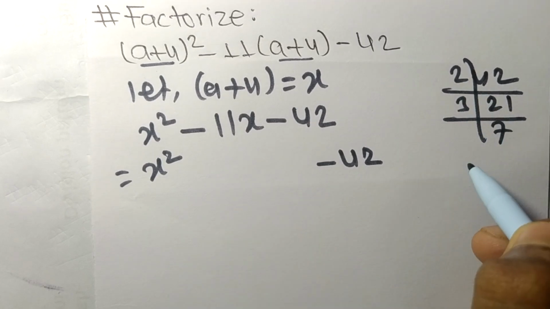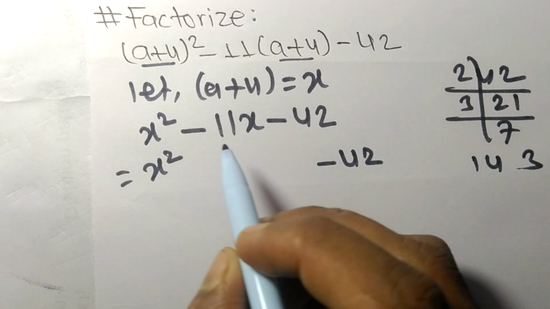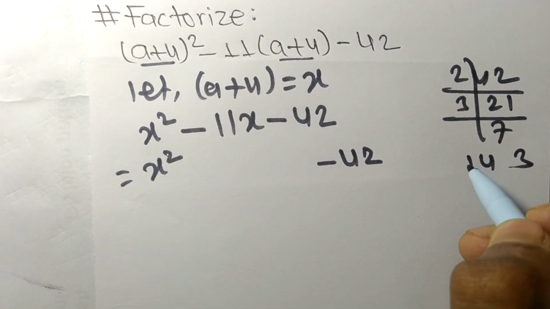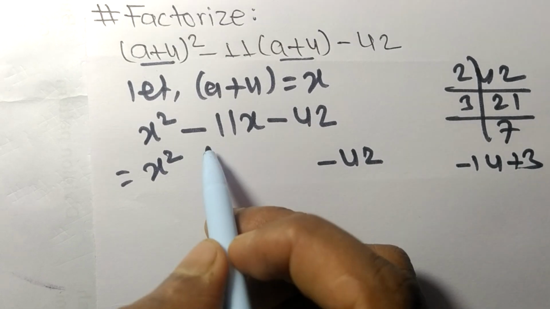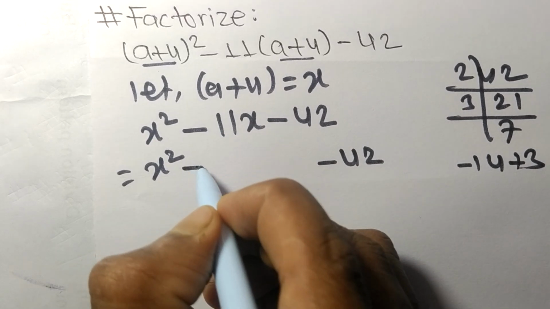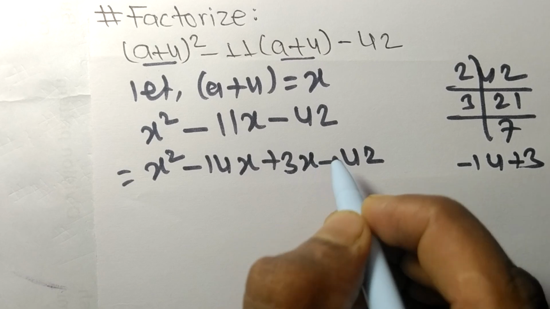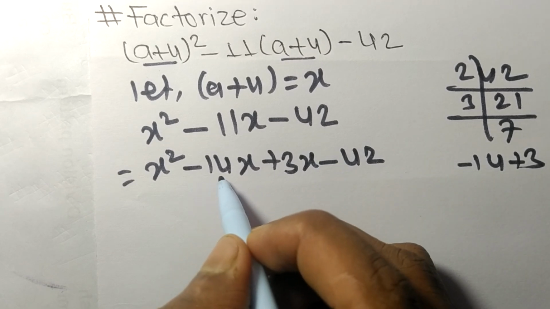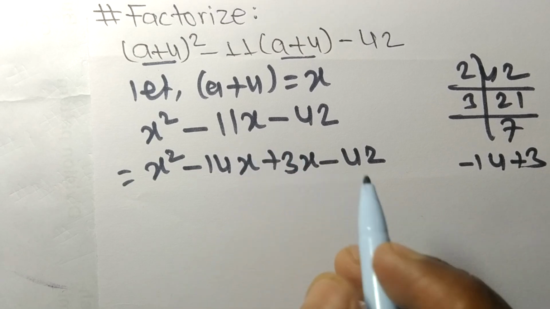So 2 times 7 means 14 and the remaining is 3. So we need −11. So −14 plus 3 means it is −11. So it can be written as −14x + 3x. So −14x + 3x means it is −11x.